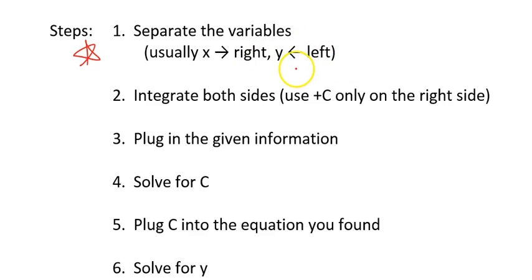Then it's very similar to our previous lesson. We're going to integrate both sides. You're going to use plus c only on one side, and I typically put it on the right side. It just seems to work out better for me. Then we'll plug in the given information just as we did before and solve for c and plug it into the equation we found. The other step that's a little bit different is 6, and we typically want to solve for y after we've done that.